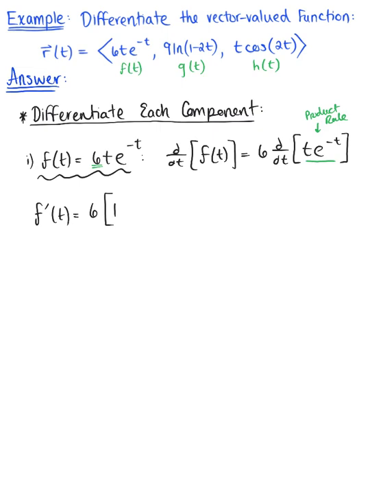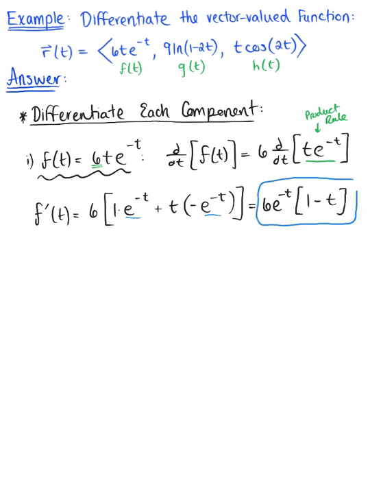So here we go. This is going to be 1 multiplied by the natural exponential raised to the minus t plus t multiplied by the derivative of the natural exponential. So that's minus 1 times the natural exponential raised to the negative t. And look at this, we have a greatest common factor here of the natural exponential raised to the minus t. So this is going to leave us with 6 times the natural exponential raised to the minus t multiplied by 1 minus t. So there is our first component, or the derivative of our first component. That's f prime of t.